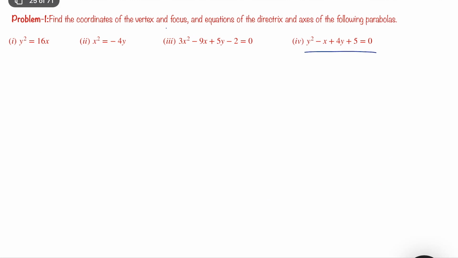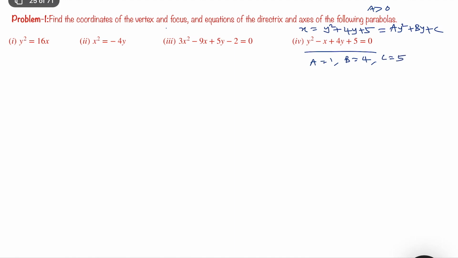So this equation we can write like, x equal to y square plus 4y plus 5. X equal to some quadratic expression of y. So that means this looks like x equal to ay square plus by plus c. Here a is positive. Here actually we have a equal to 1, b equal to 4 and c equal to 5.